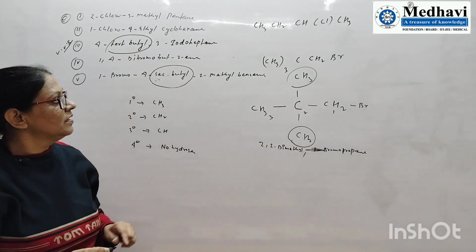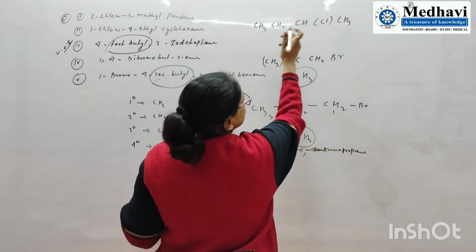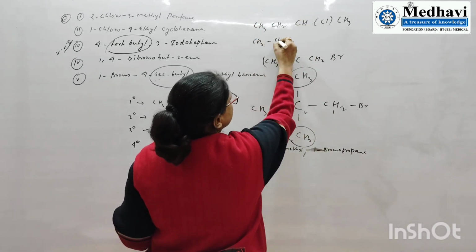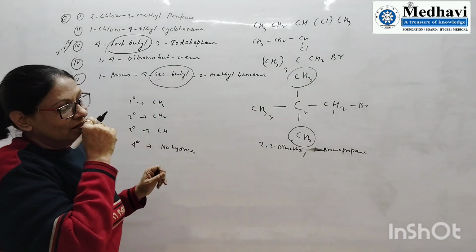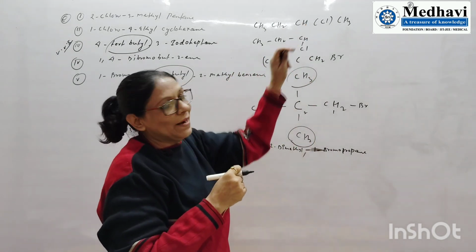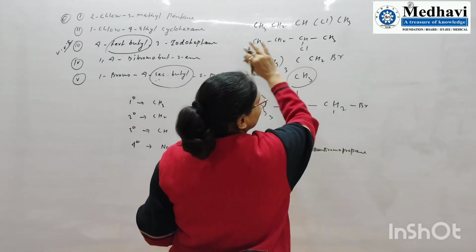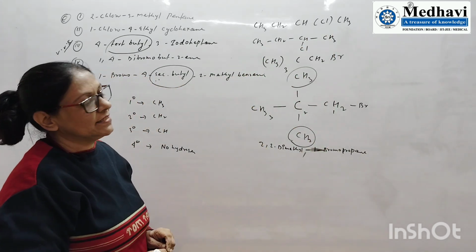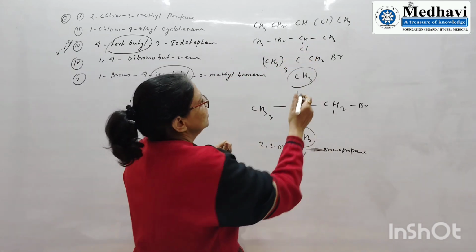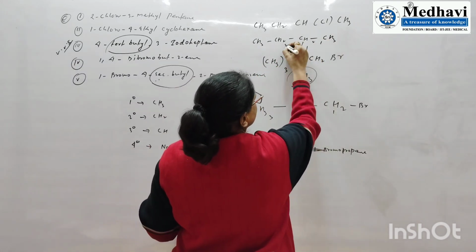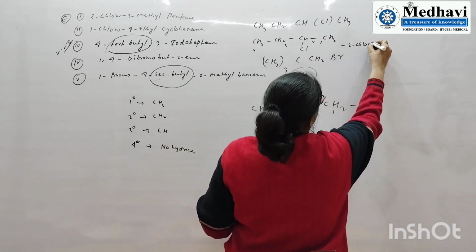Very, very important. First, 1 degree, 2 degree, 3 degree. Just write CH3, CH2, CH, Cl. The bracket part always goes as a branch. Mind it. Then CH3. See, all the carbons and hydrogens are satisfied. 3 hydrogens, 2 hydrogens, 1 hydrogen. Now write its name: 1, 2, 3, 4. It is 2-chlorobutane.